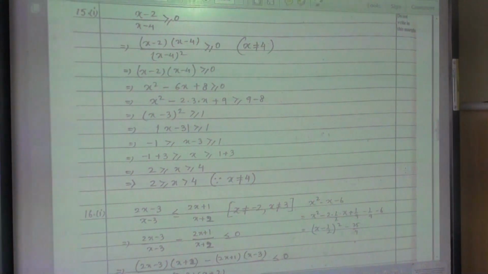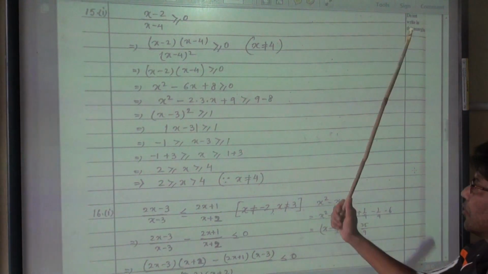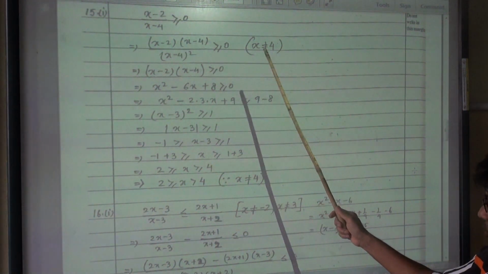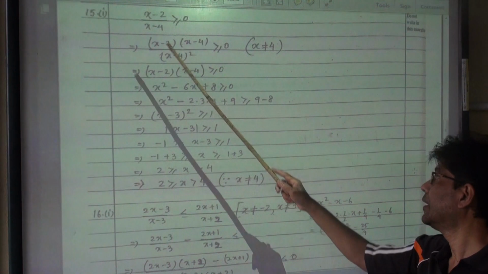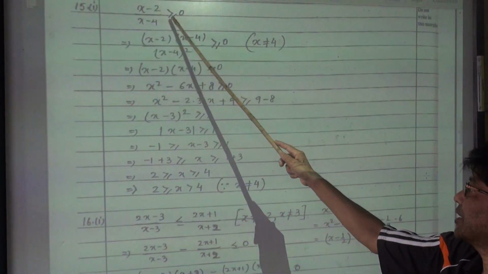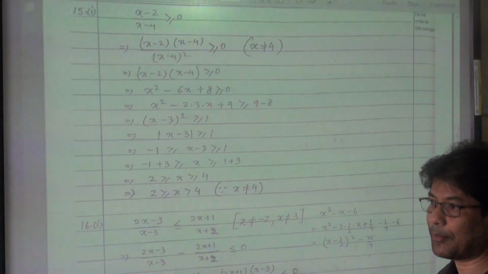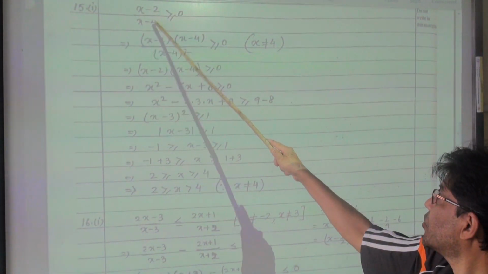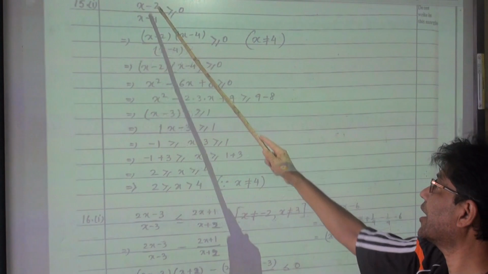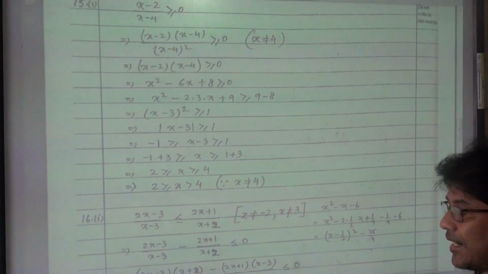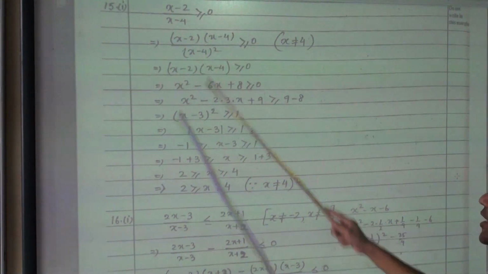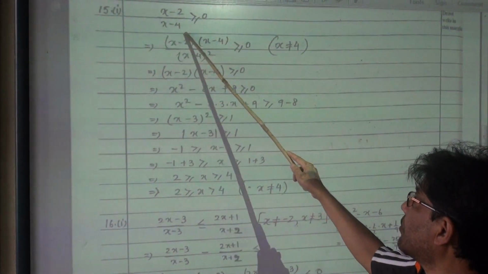Next is this one. You have to find out the range of x, where x should lie. X minus 2 over x minus 4 greater or equal to 0. Now previous method if we apply, this into 0 will become 0. So you will think x minus 2 greater or equal to 0. It is not that. We don't know whether x minus 4 is a positive quantity or a negative quantity.